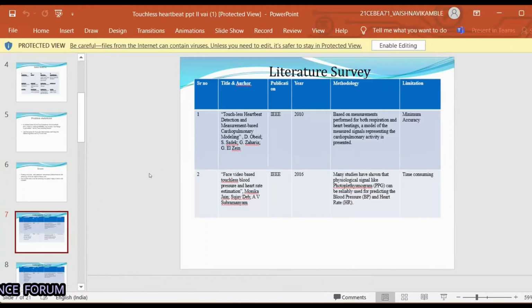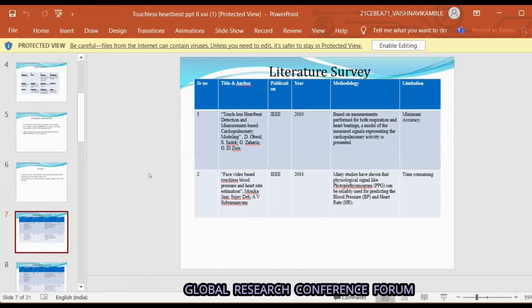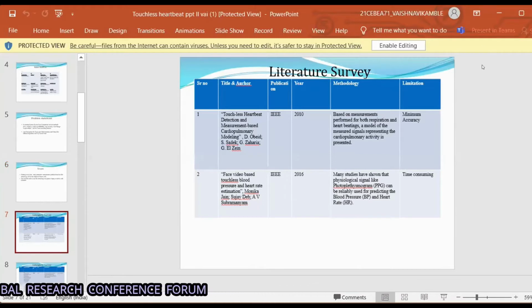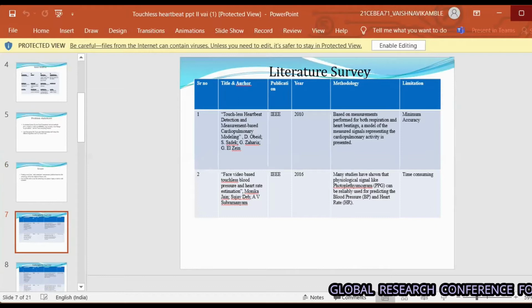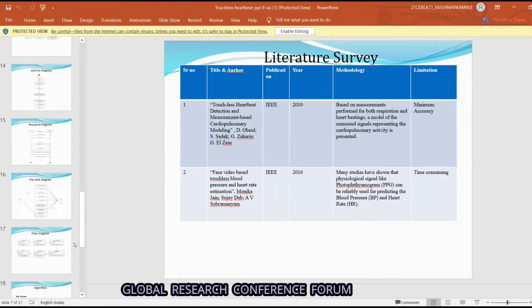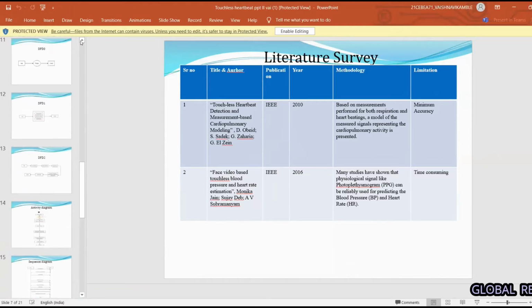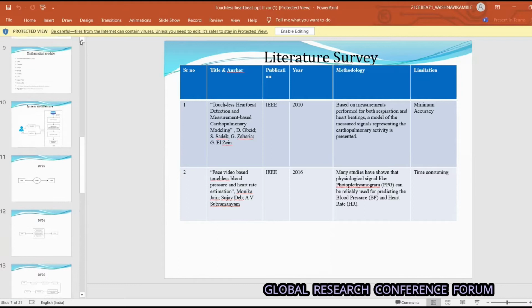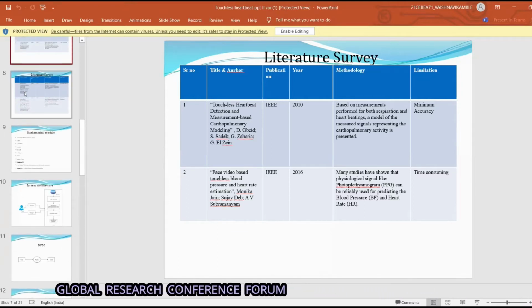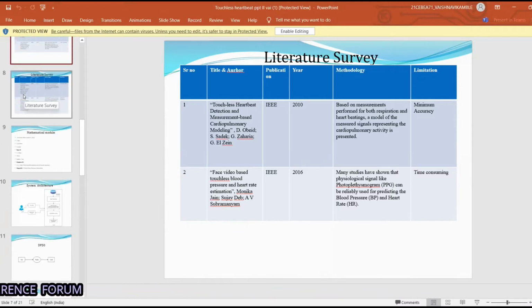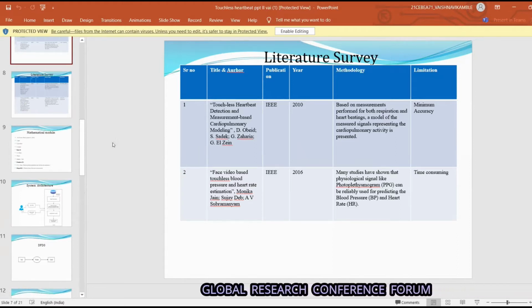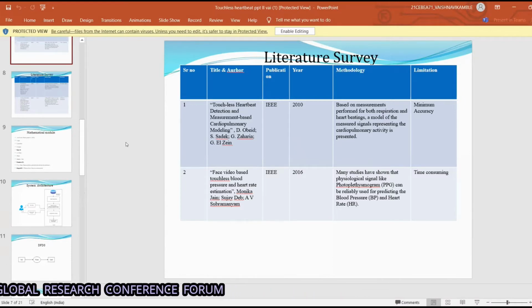So here is the literature survey. As we know, our title is touchless heartbeat detection and measurement for the cardiopulmonary. Basically, the authors of this project are Dr. Obed and Sadek Zahiria and Dr. Ilin Jain. In this, based on the measurements performed for both respiration and heartbeat, a model of the measured signals representing the cardiopulmonary activities is presented.